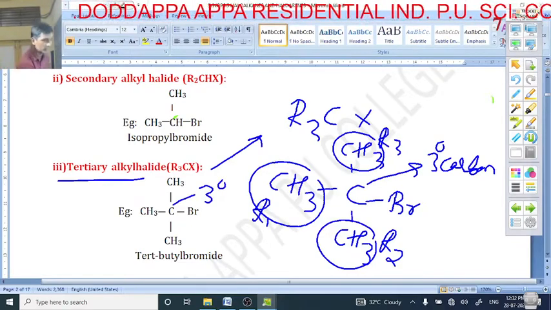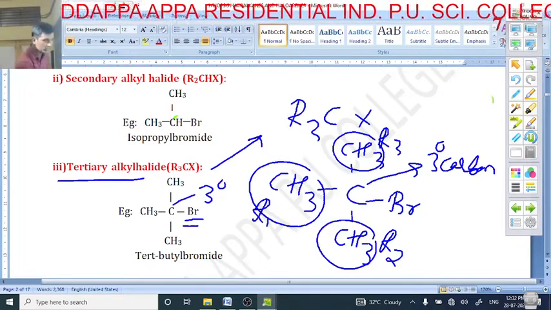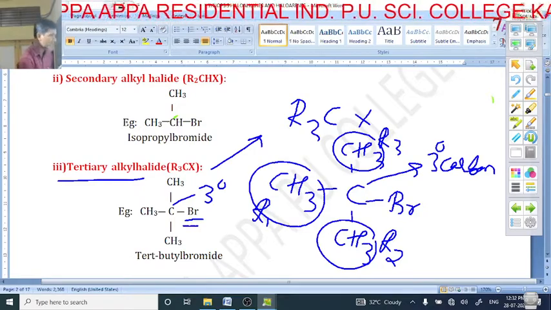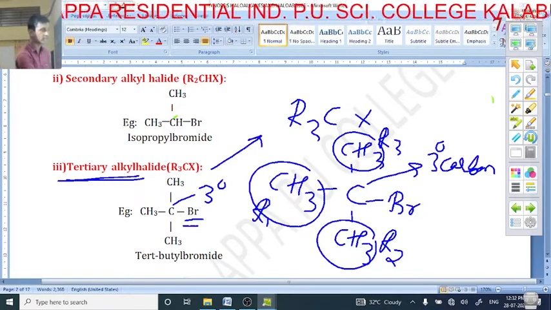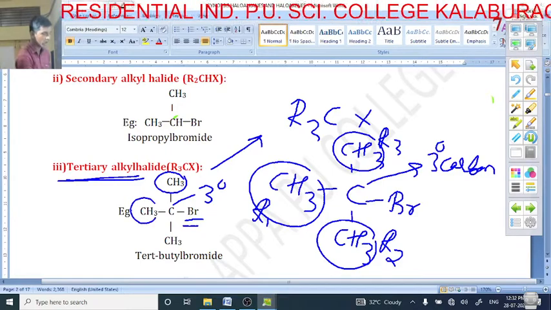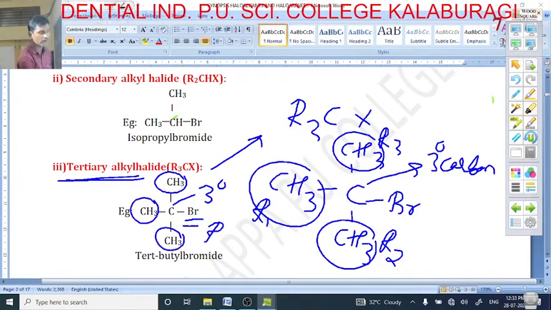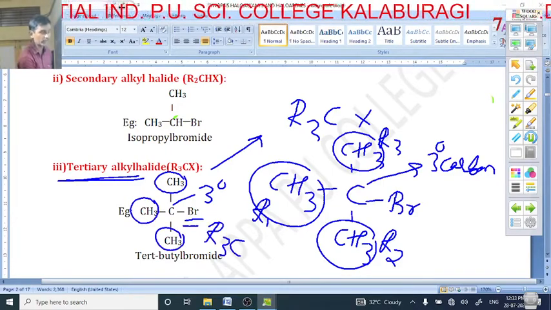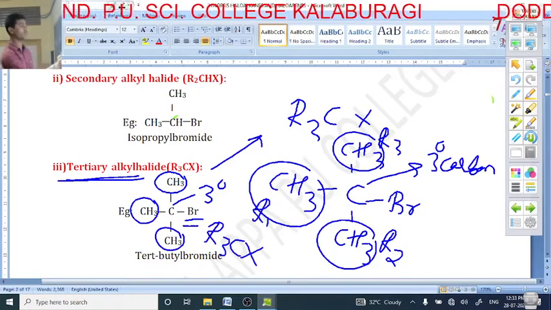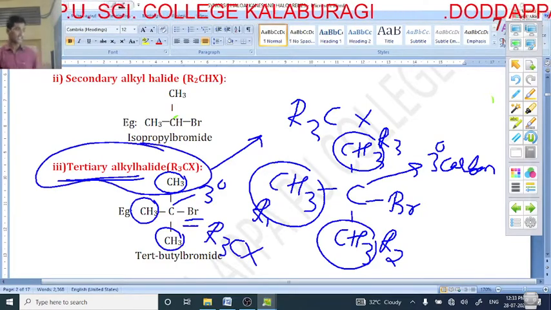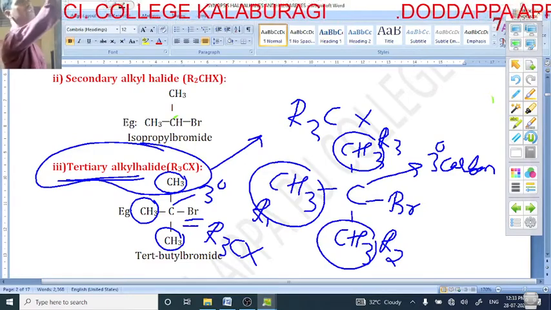Here Br is a halogen. The halogen is attached to a tertiary carbon, so it is called tertiary alkyl halide. In tertiary alkyl halide, how many R groups are there? R1, R2 and R3. And Br is X. So this type of alkyl halide is called tertiary alkyl halide. The next classification.